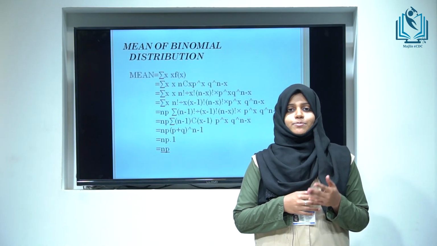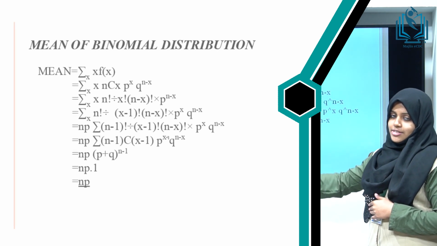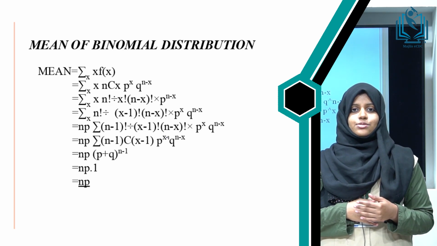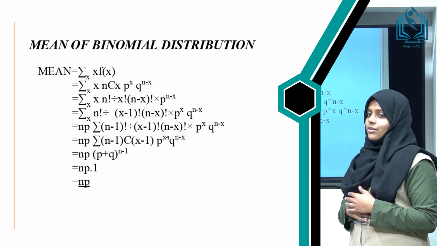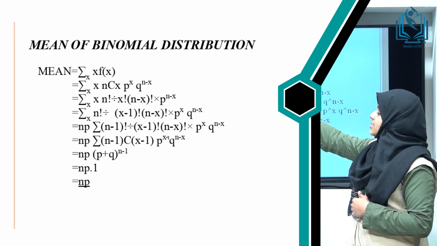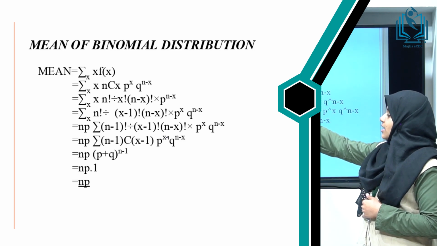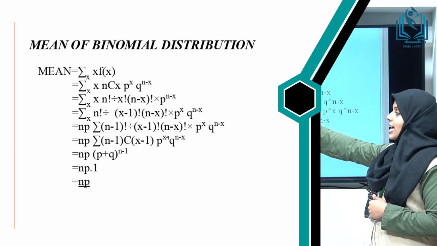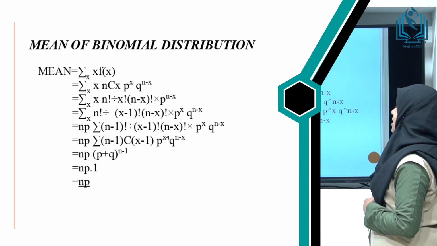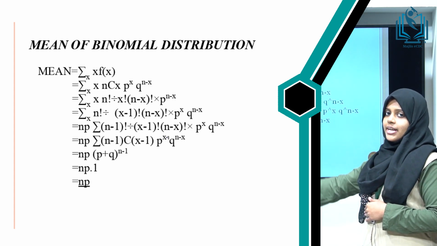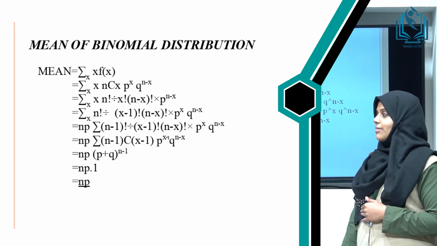Next we are going to discuss how we obtain the mean of binomial distribution. Mean of binomial distribution equals summation of x into f of x. We know the value of f of x: f of x equals nCx p raised to x into q raised to n minus x. Now we substitute the value of f of x into this equation. Mean equals summation of x into nCx p raised to x into q raised to n minus x, equals summation of x into n factorial divided by x factorial into n minus x factorial into p raised to x into q raised to n minus x, equals summation of x n factorial divided by x into x minus 1 factorial into n minus x factorial into p raised to x into q raised to n minus x.